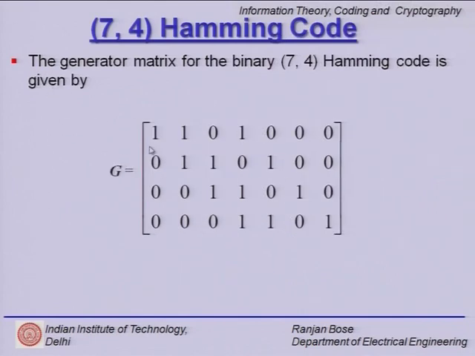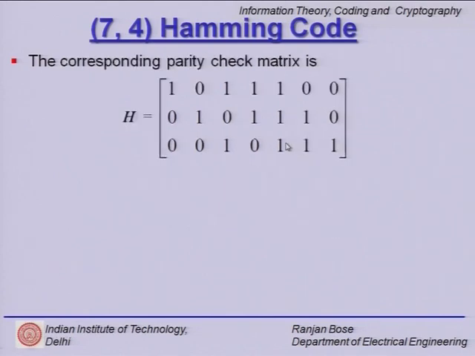So, we have the number of rows as 4 because clearly k is equal to 4, and the number of columns is 7 because n is equal to 7. So, it is a k cross n matrix, which is the generator matrix. It forms the basis that generates the entire code space. Now, you can always find the corresponding parity check matrix.